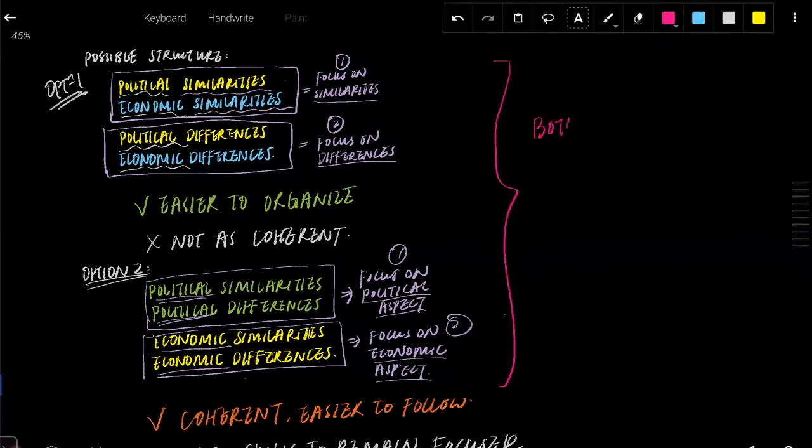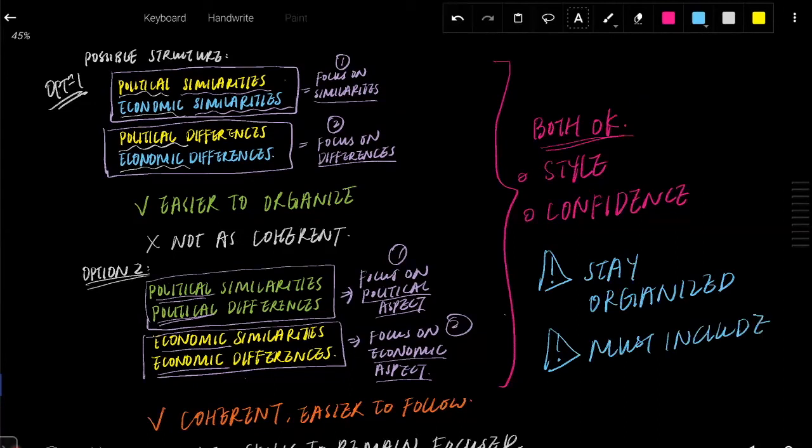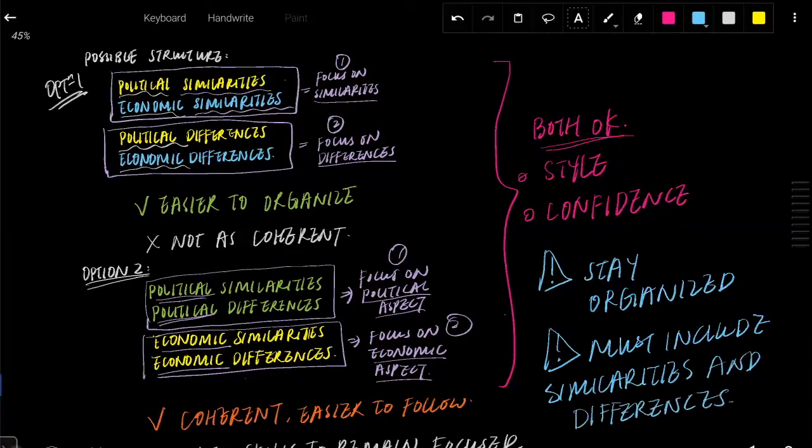These two options are both alright in my opinion when writing essays for compare and contrast. It really depends on your style and confidence on which type you feel more comfortable with. So remember, the main issue here is to stay focused and organized while doing your compare and contrast. Don't mix things together and make it difficult for readers to follow. And you need to include similarities and differences. You cannot only write about similarities or differences. You need to write both of them.